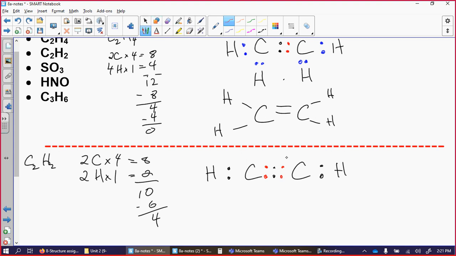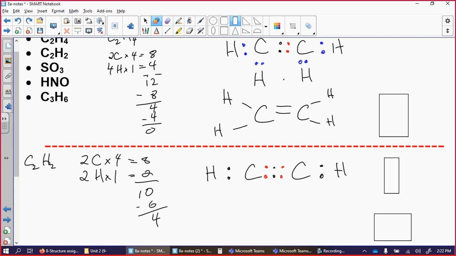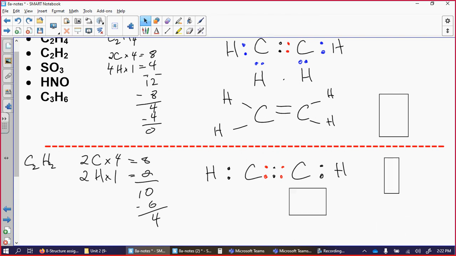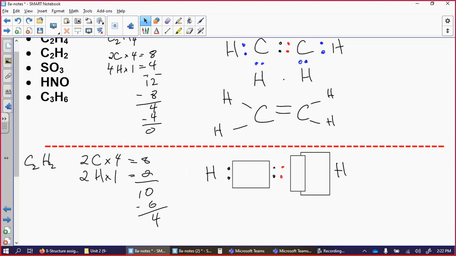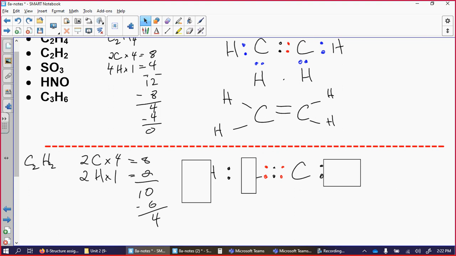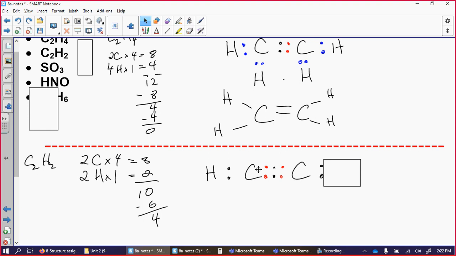If I look at each carbon, this is where I have to make a bunch of boxes. This carbon has 8. This carbon now has 8.